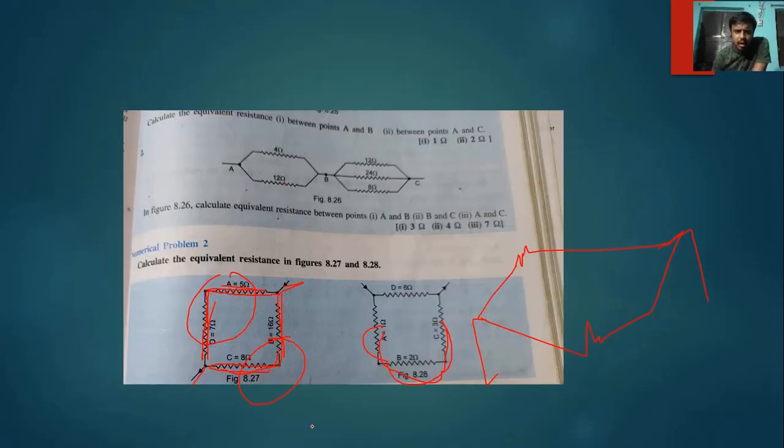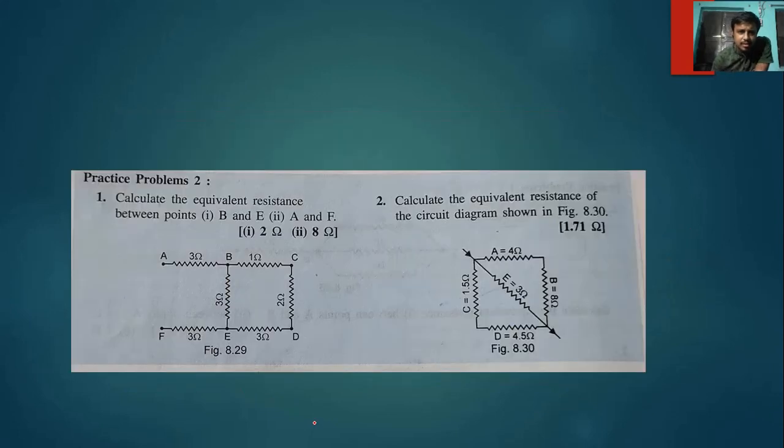Am I doing the wrong question or what? Oops, sorry guys. Sorry. Okay, I was solving this.